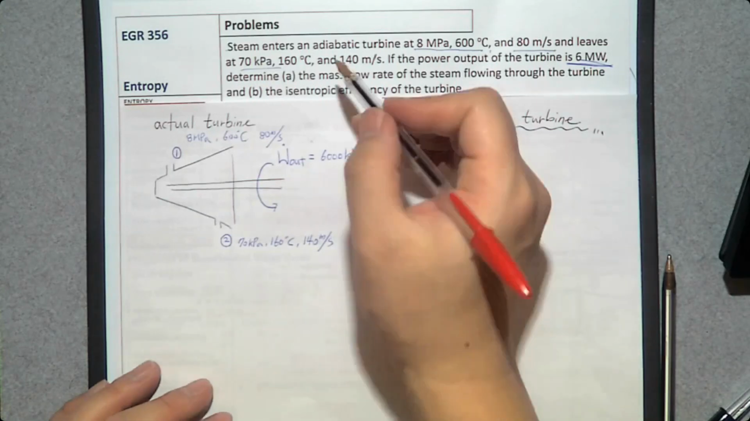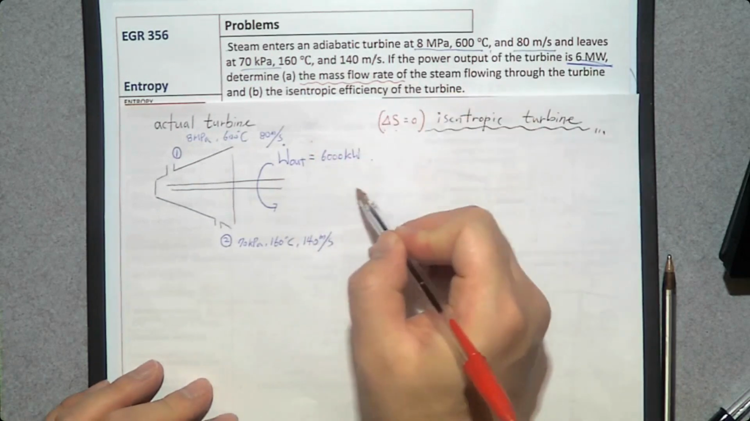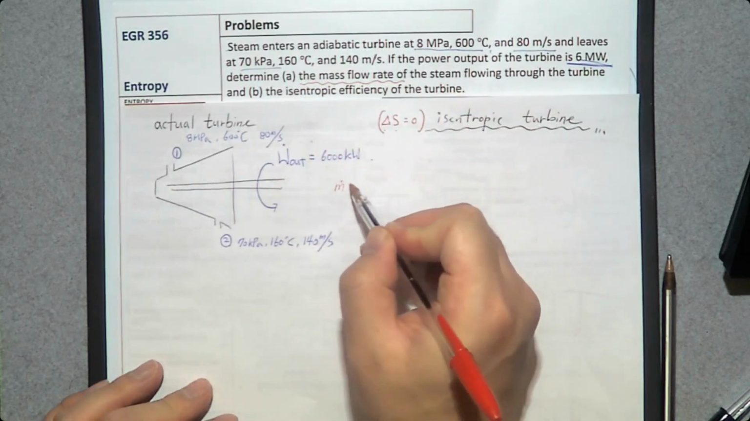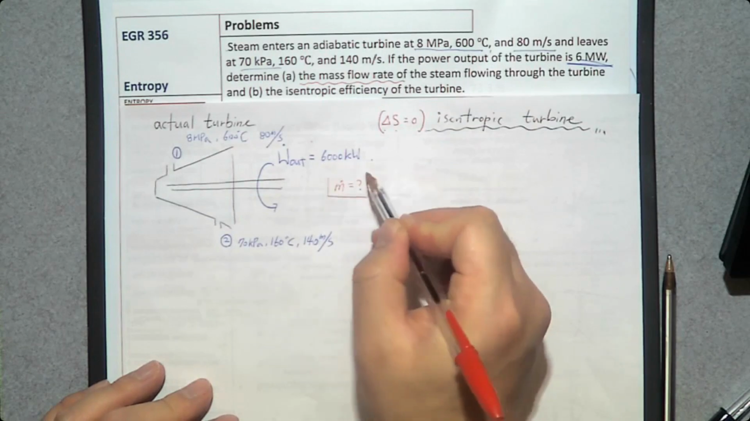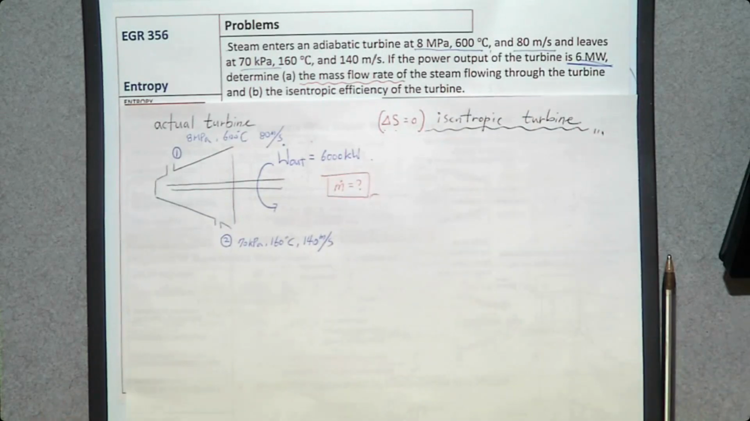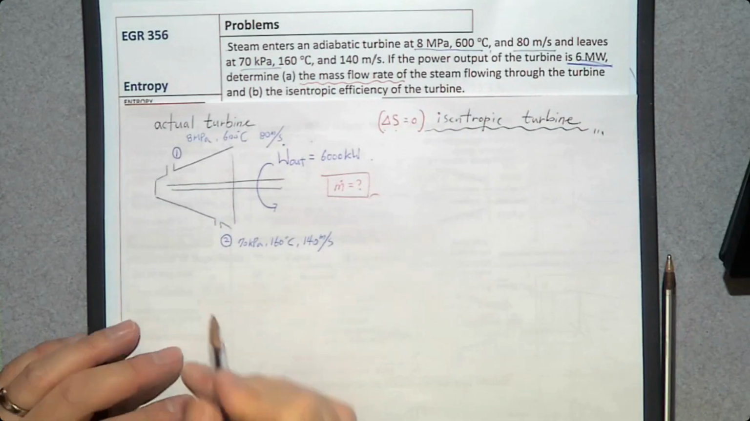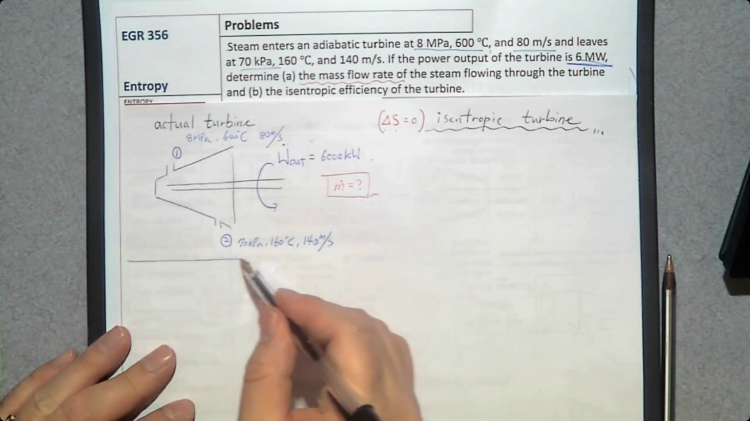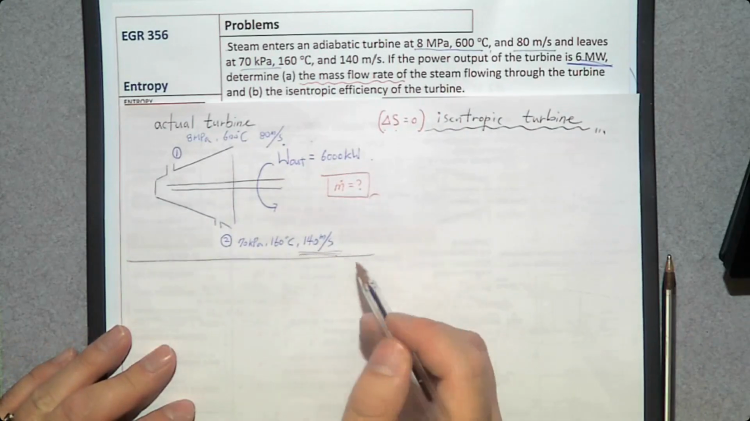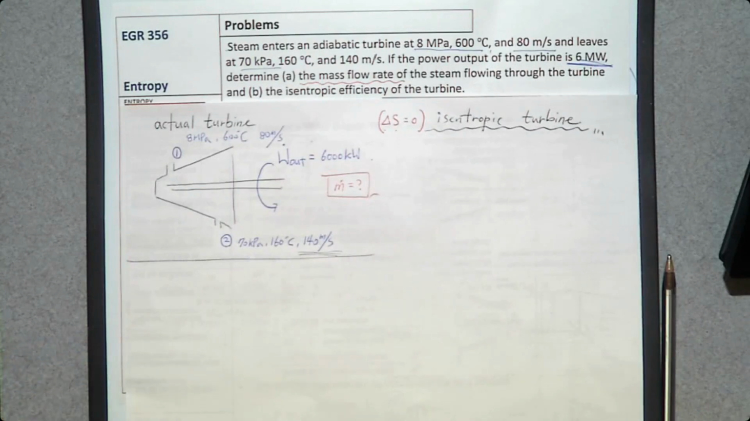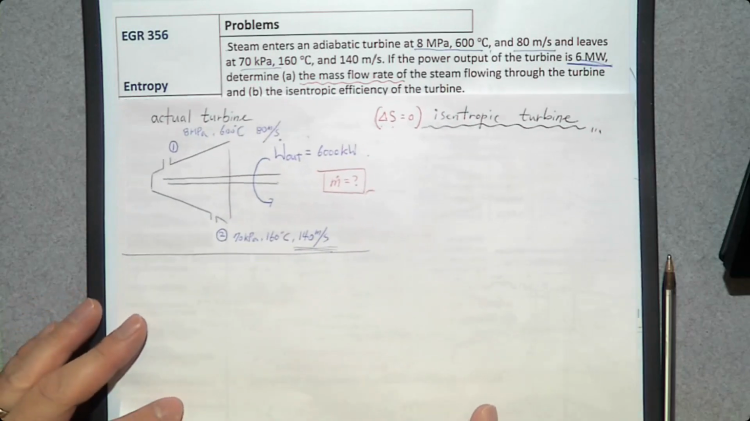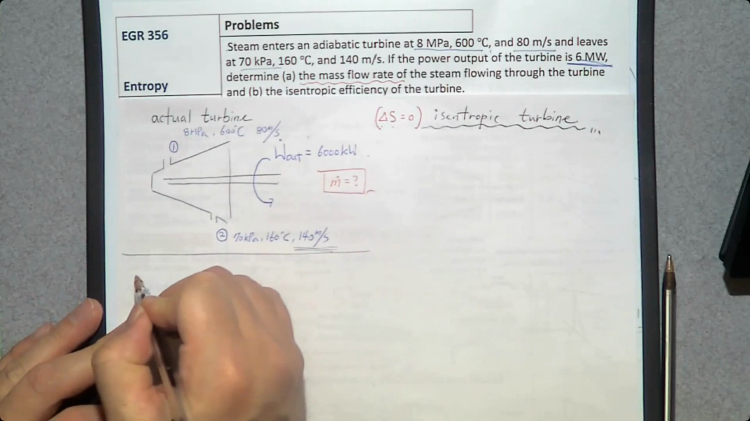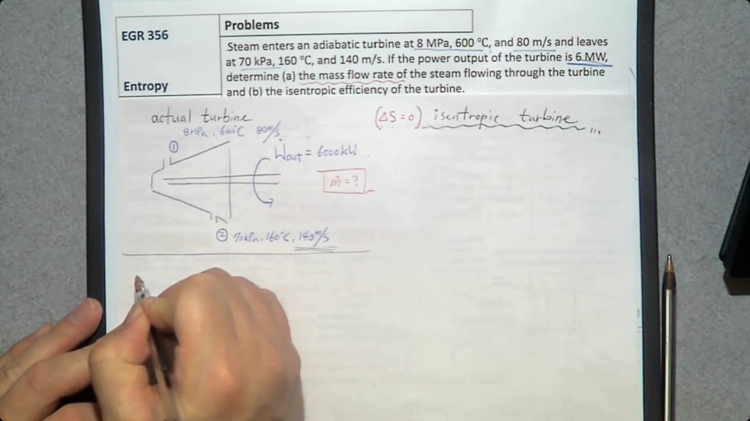The first question is, we want to determine the mass flow rate. So we want to determine m dot. So let's do that. We can use energy balance equation. But this time we see there's a velocity change. So we cannot use the simple turbine energy balance equation that we studied. So in this case, you can start with the general energy balance equation for steady state open system.